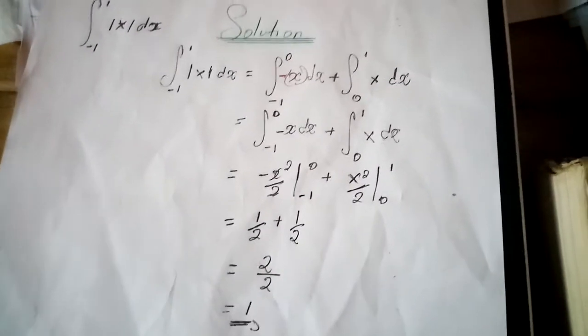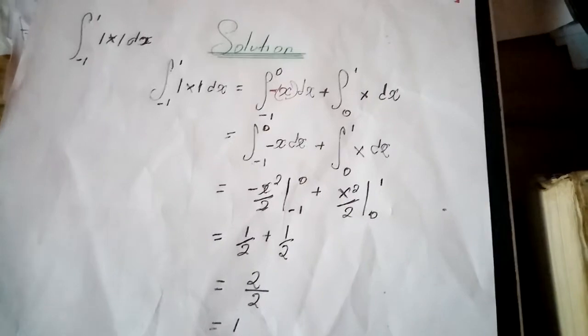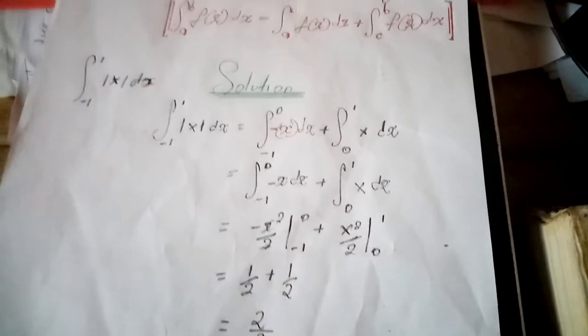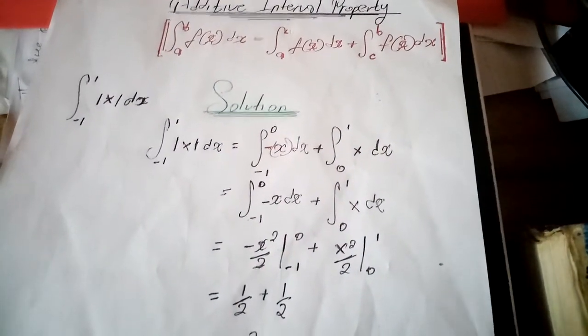The final answer of the integral of the absolute value of x dx from -1 to 1 is 1, using the property called the additive interval property.